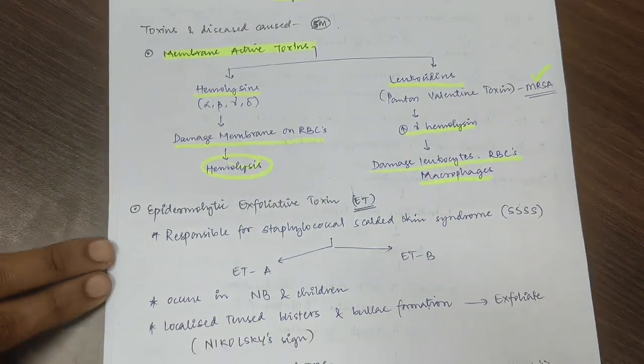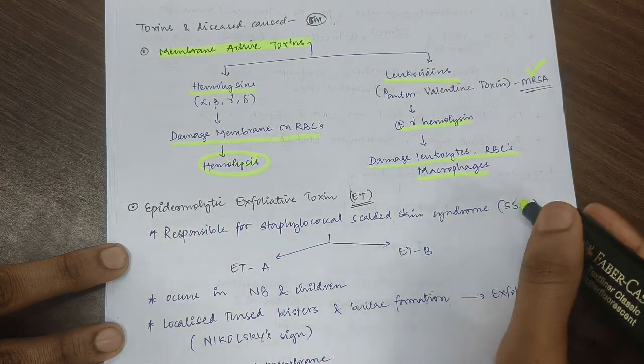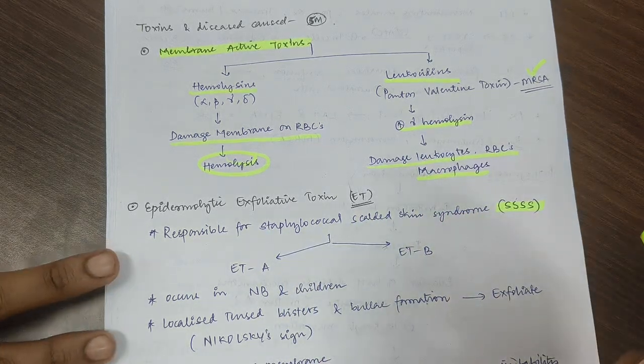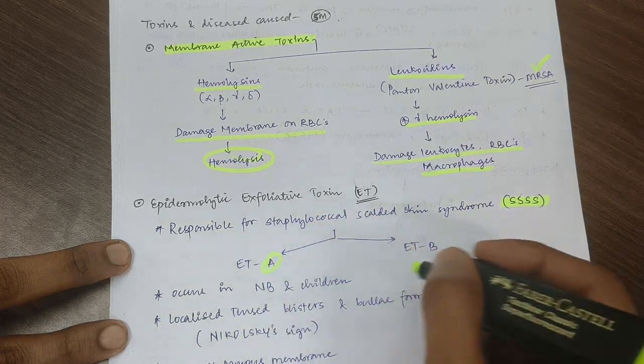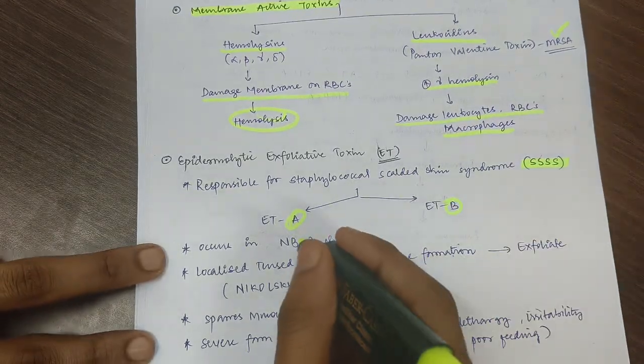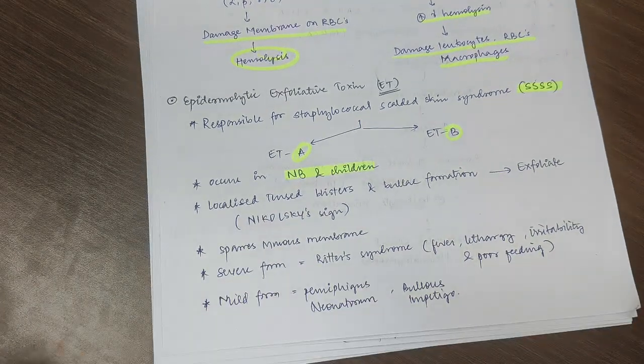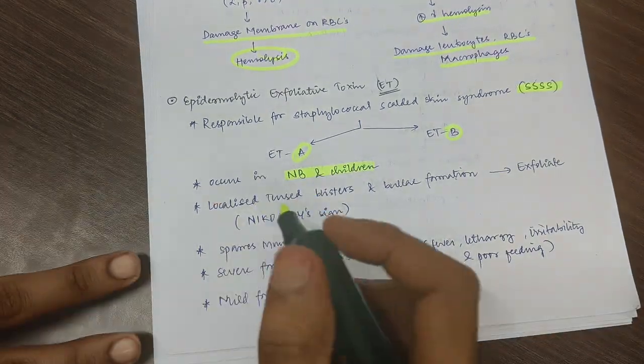Epidermolytic exfoliative toxin is the other toxin, which is responsible for staphylococcal scalded skin syndrome. Okay, staphylococcal scalded skin syndrome. It has 2 subunits, that is A and B. It is not sufficient to know that, you need the function of it. It is most commonly seen in newborns and children. Remember, it is seen in newborns and children.